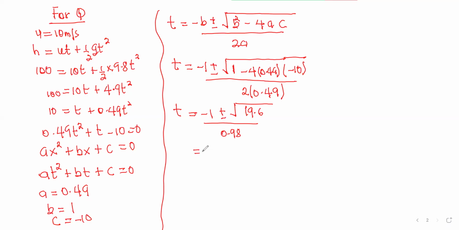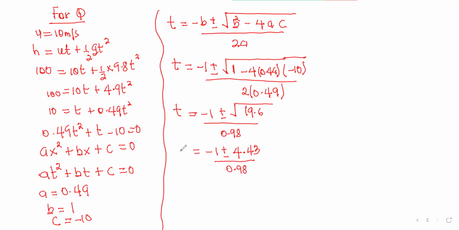Okay, so let's find the square root of 19.6. That will be 4 point... Square root of 19.6 is 4.43. Okay. Charles.